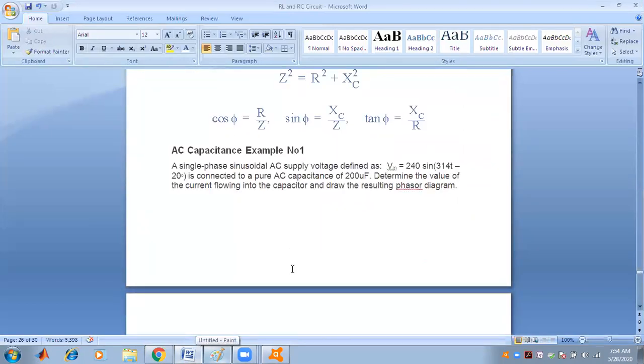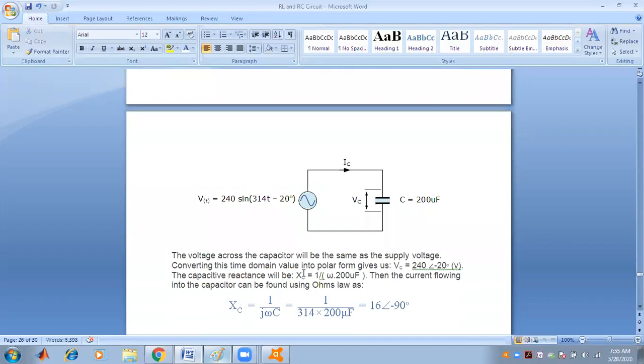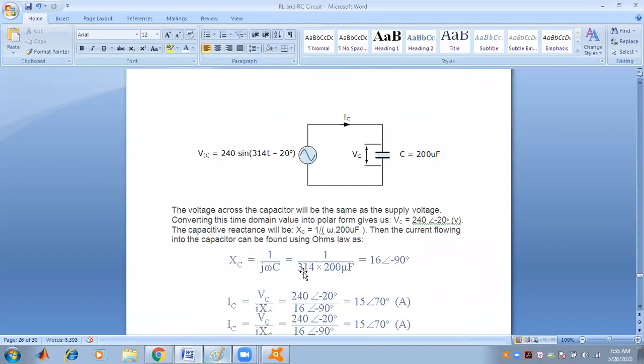So let us take an example. It is given that a single phase sinusoidal supply voltage is defined as 240 sine omega t, with omega 314, minus 20 degree. It is connected to an AC capacitance of 200 microfarad. Determine the value of the current flowing through the capacitor and draw the resulting phasor diagram. So what is the value of XC? XC is 1 by j omega C, 1 by j omega into 200 microfarad, that is 16 angle minus 90 degree.